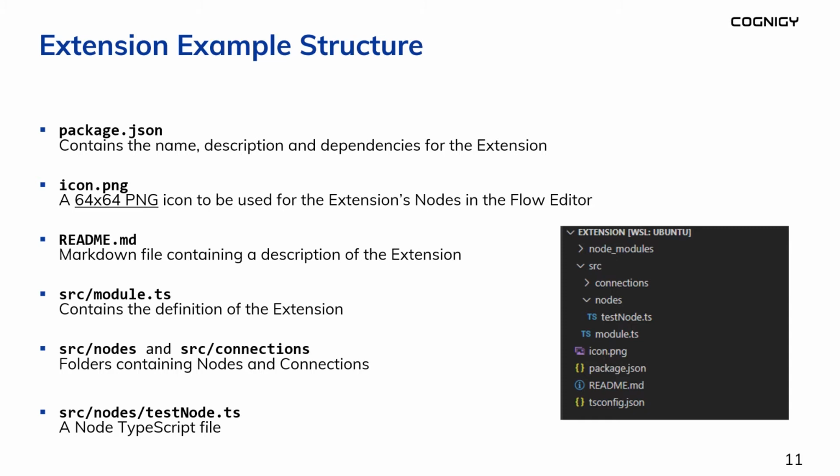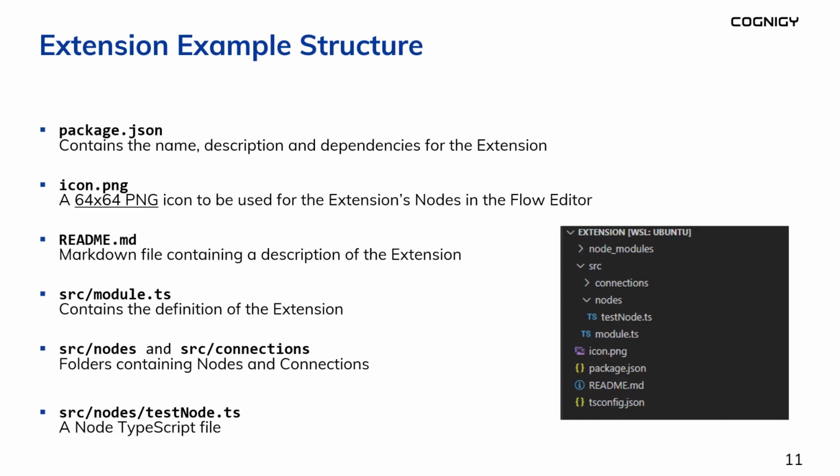We then have an icon PNG file. And this has to be a 64 by 64 PNG icon. And that is the icon that shows up on your nodes in the Cognigy Flow Editor. We also have a markdown file, the readme.md file, which contains a longer description of the extension, which you then see on the extensions overview page.